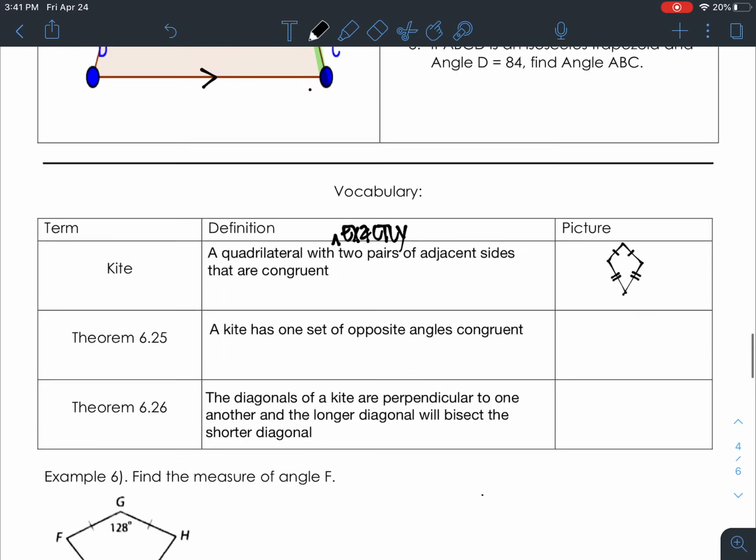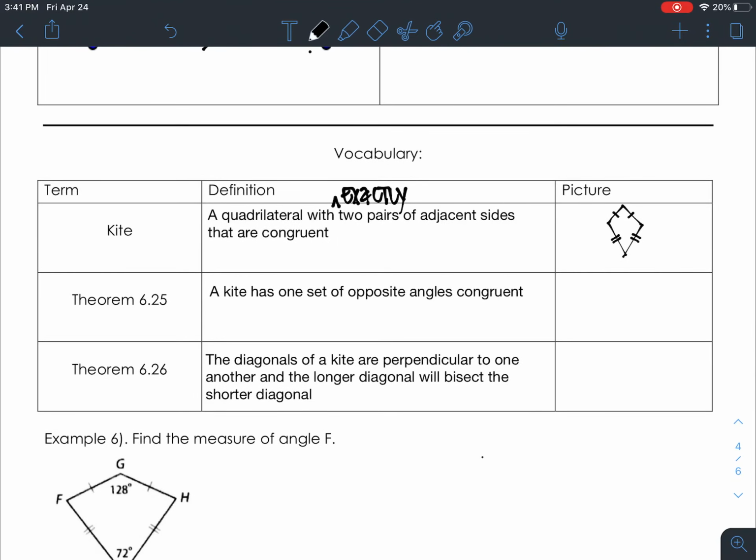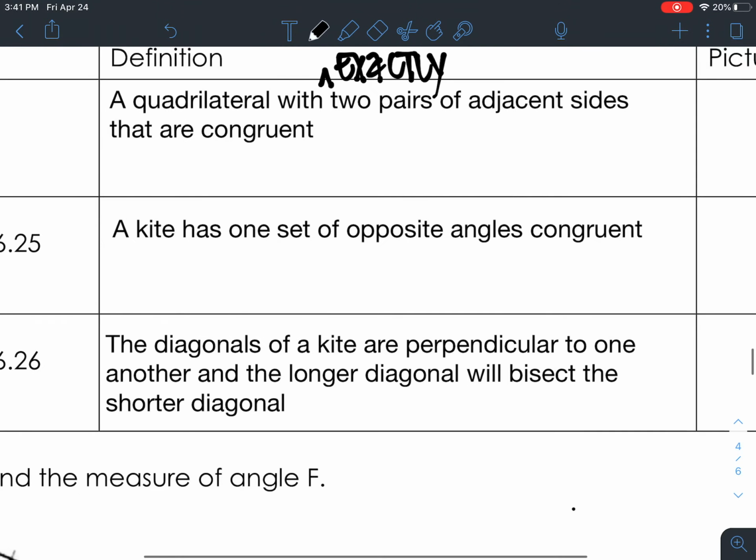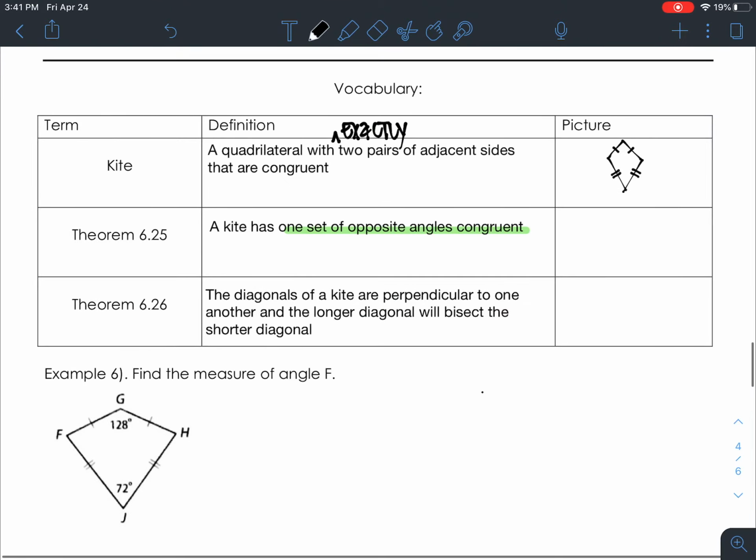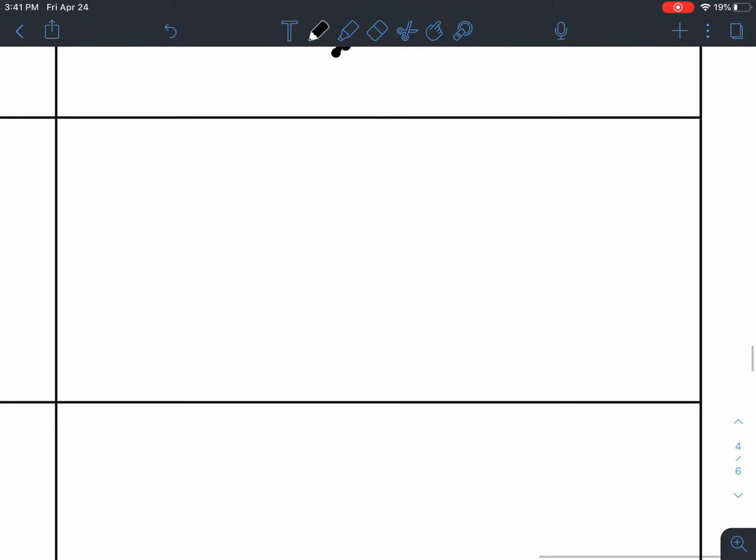So Theorem 6.25 and Theorem 6.26 are properties of them, okay? And the first one is talking about the fact that a kite has exactly one set of opposite angles that are congruent, all right? And once again, that word exactly. So what I want us to do is draw what that looks like. All right, let's draw a kite.